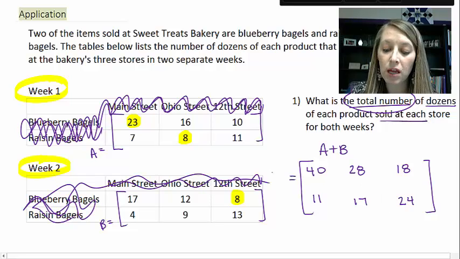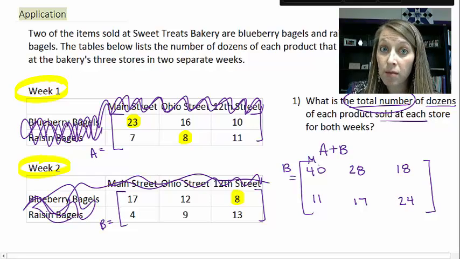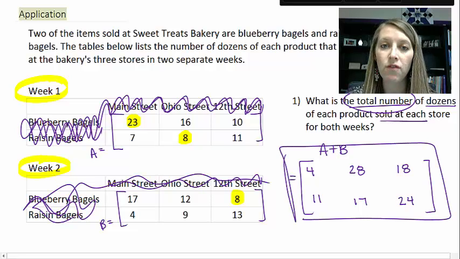And so I can compare this up again. This is my blueberry bagels at my Main Street location. So their sum for week 1 and week 2, they sold 40 bagels. And I can compare that with each specific entry if I cared to. But here is what we were looking for, matrix addition.